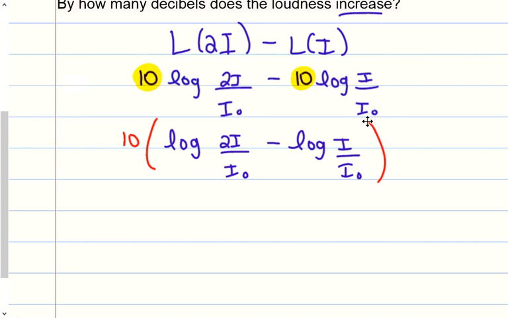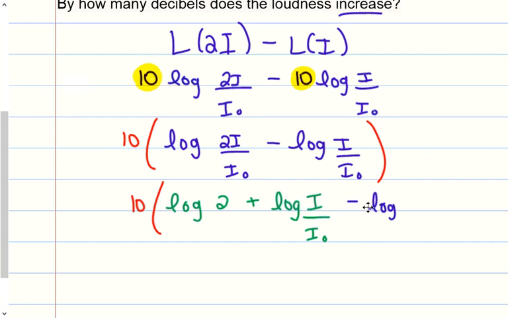Okay, so now look and simplify. I have a 2 multiplied out front right here. Use your log properties. So I still have my 10 that's sitting out in the very front. Using log properties, I now can separate this and make this log of 2 plus log of I divided by I sub 0. I don't want to separate those two, and I'll show you why in a second. And then I have my minus log of I divided by I sub 0.